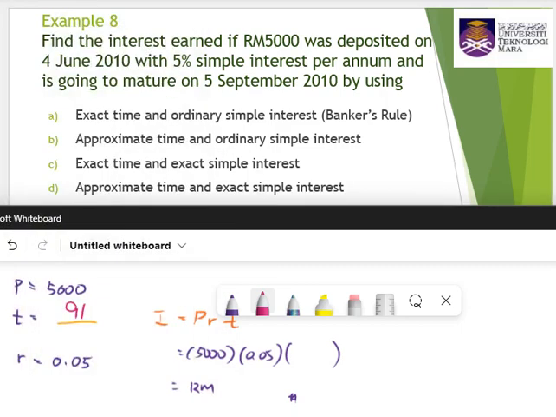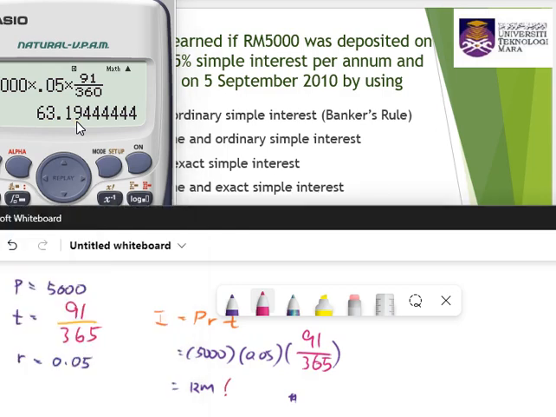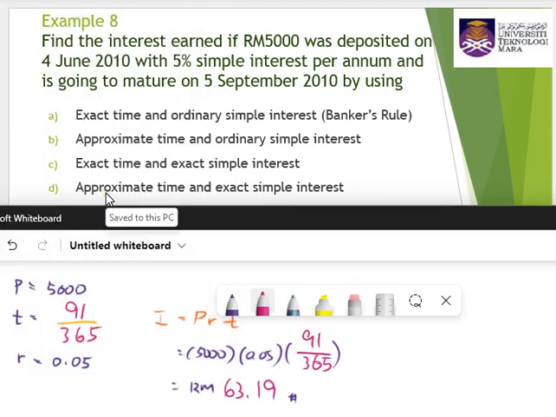If it is a normal year, you have 365 days. So just substitute it respectively into your formula of I, then use your calculator to calculate it: multiply with 91, divide with 365 days. So there you go. Your answer is 63 and 19 cents. Do remember to include your unit. So that's your answer for D, approximate time and exact simple interest.